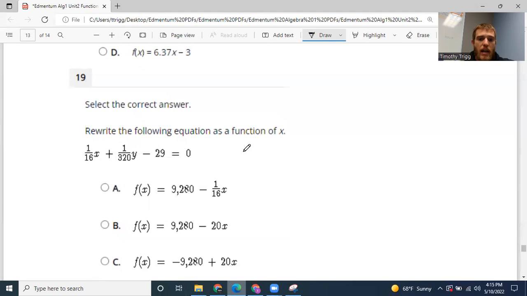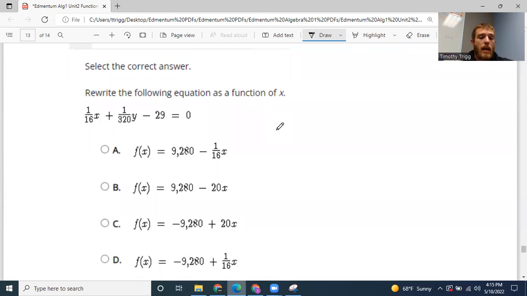Rewrite the following equation as a function of x. Again, we want to solve for y, and then just replace y with f of x. So this one's got a lot of fractions. I don't like that, but let's go ahead and work with it. So the first thing I would do to help me solve for y is subtract this 1 over 320y from both sides of the equation.